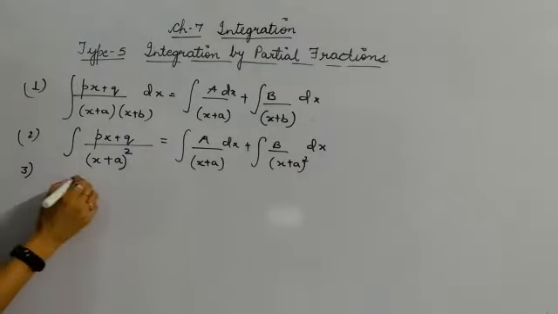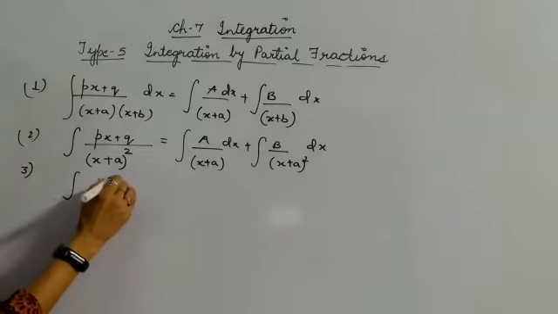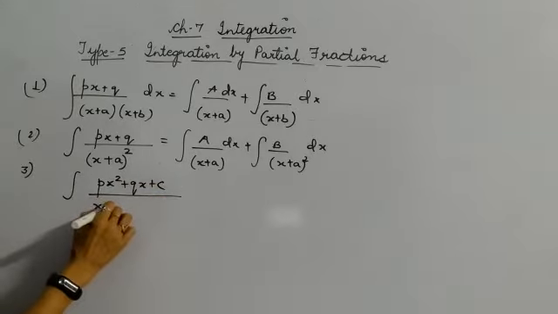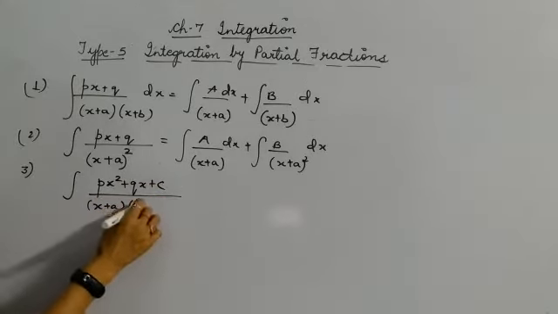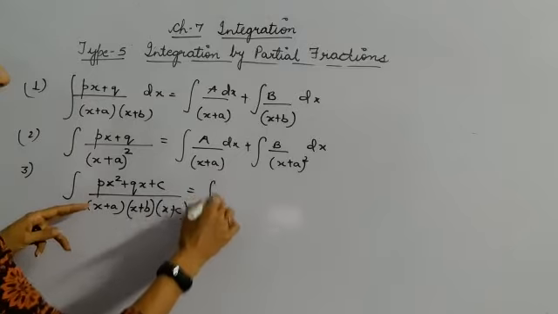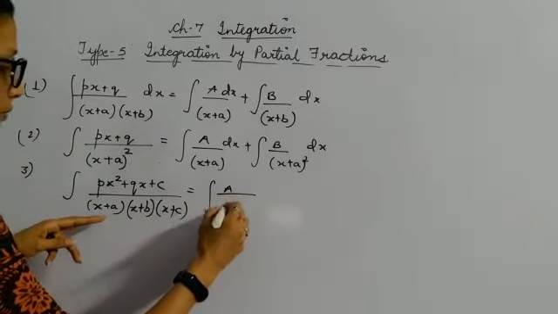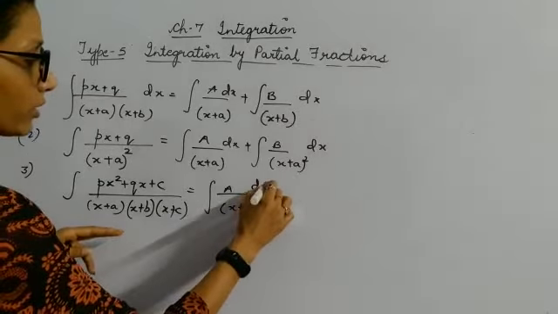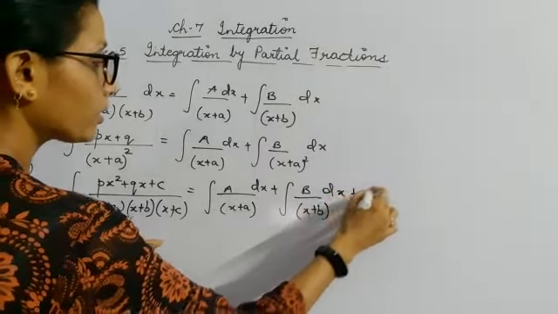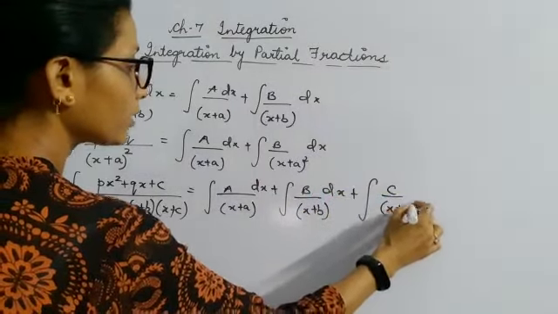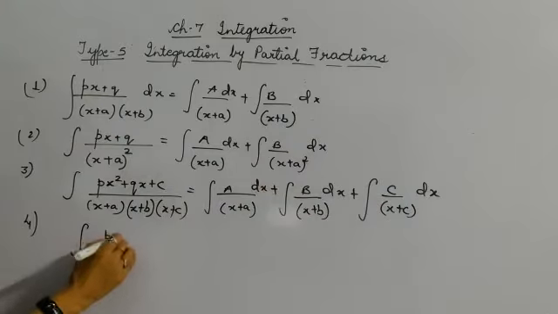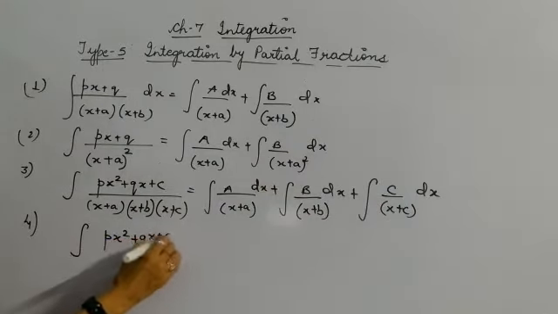Then the third type: if you have a polynomial function in the numerator, say px square plus qx plus c, and in the denominator (x plus a), (x plus b) and (x plus c), where the sign can be plus or minus, then you will write it as integration of A upon (x plus a) dx plus integration of B upon (x plus b) dx plus integration of C upon (x plus c) dx.